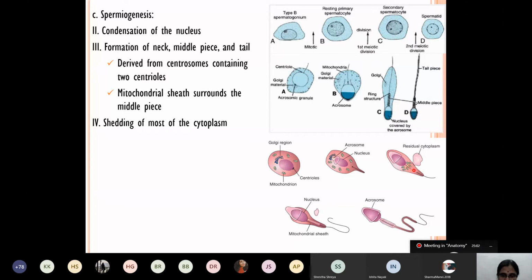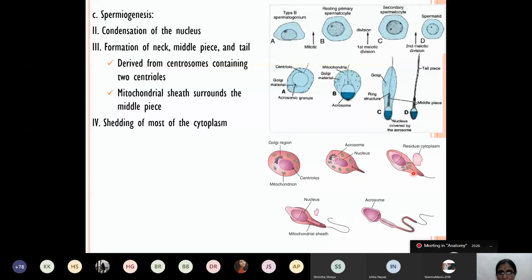In the middle piece of the spermatozoa, the sheath forms by the accumulation of mitochondria. Here you can see the mitochondria. This accumulated mitochondria invest the middle piece and give rise to the mitochondrial sheath. And a very interesting thing is happening here: there occurs the pinching off of the excessive amount of cytoplasm.